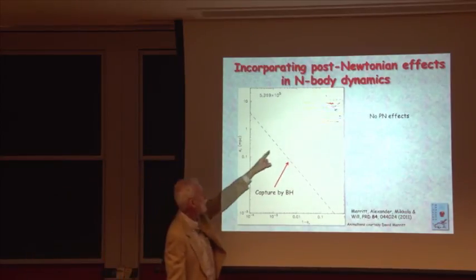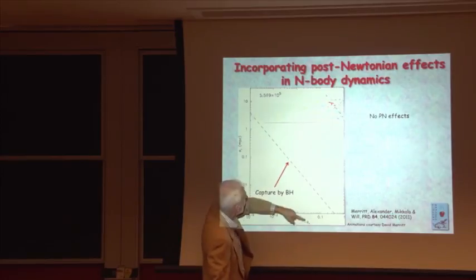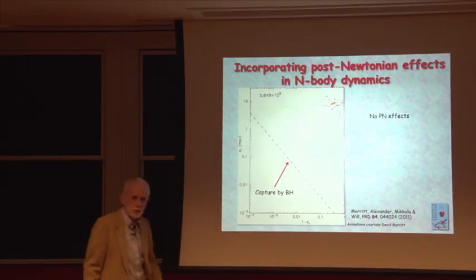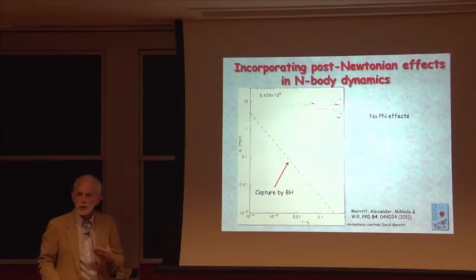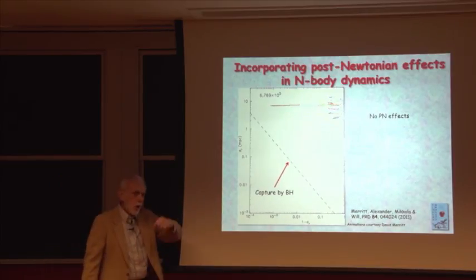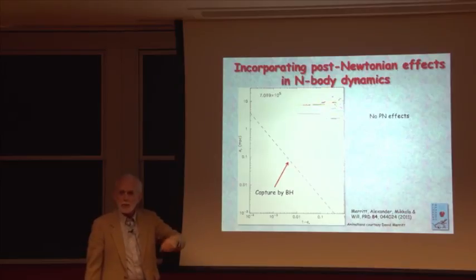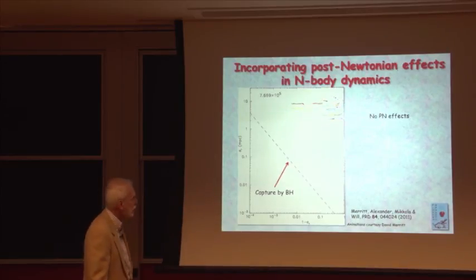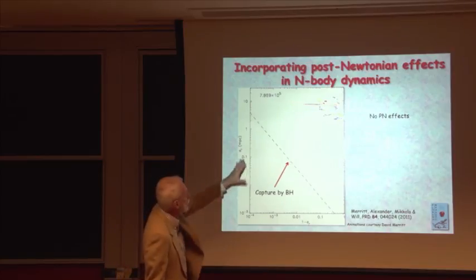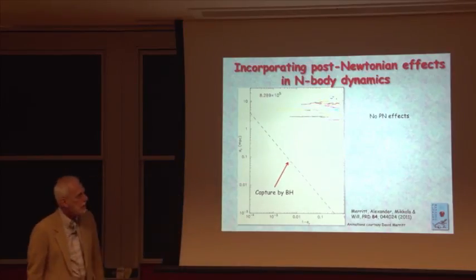So every once in a while, one of these stars you'll see disappear, taken out of the simulation because it's been captured. And with simulations like this, you can then estimate the rate of production of stars that orbit eccentrically around a black hole close enough to emit gravitational waves that would be detectable by a space detector like LISA. So you can estimate the rate this way.